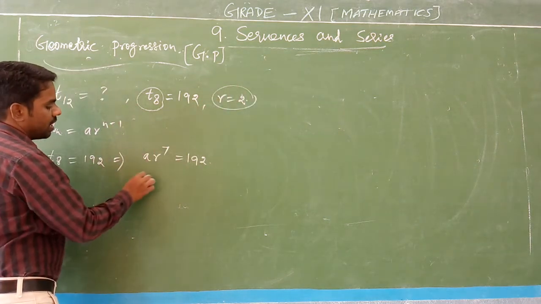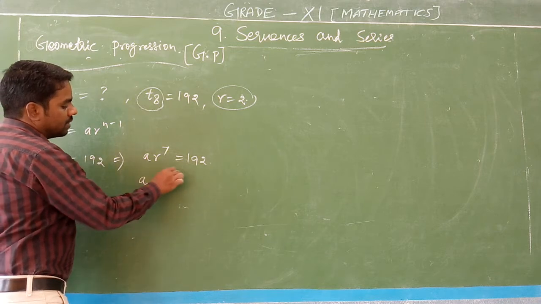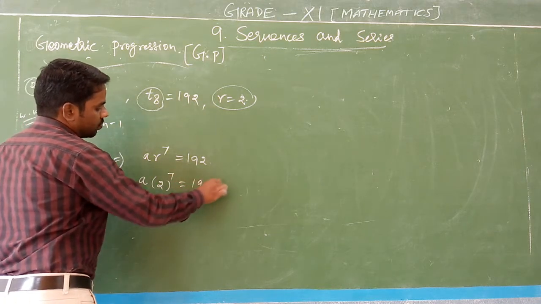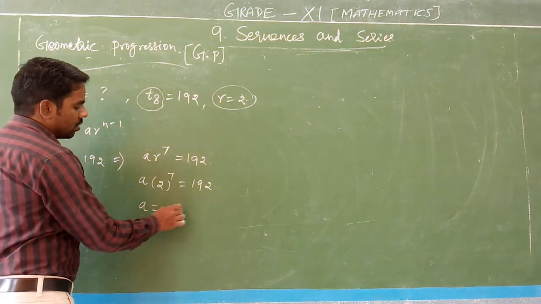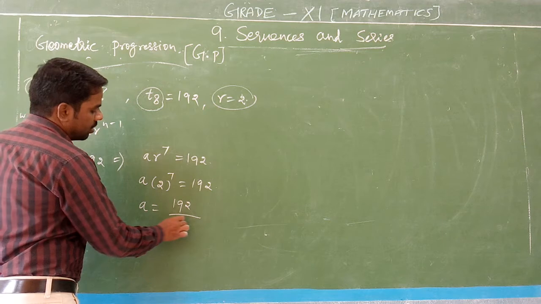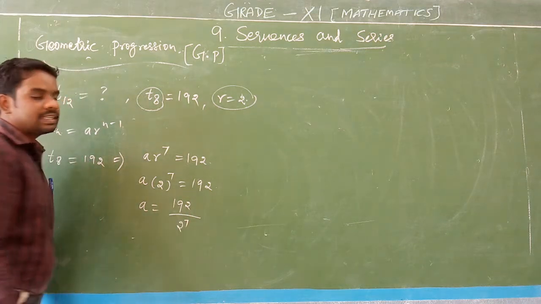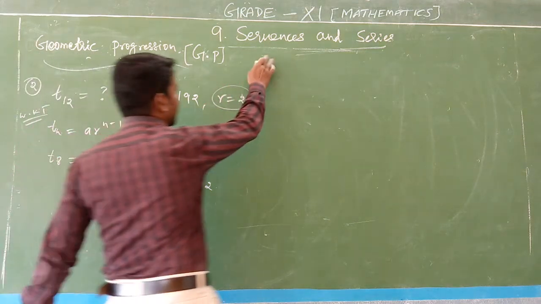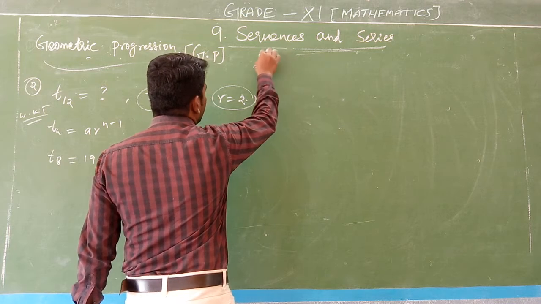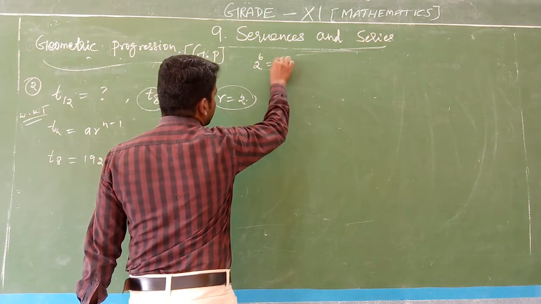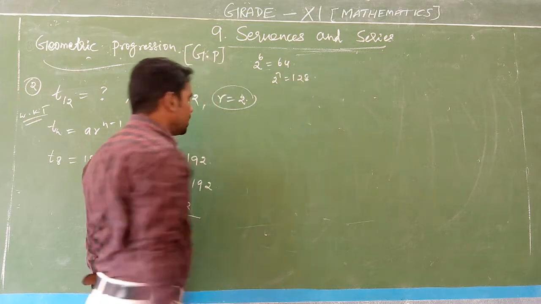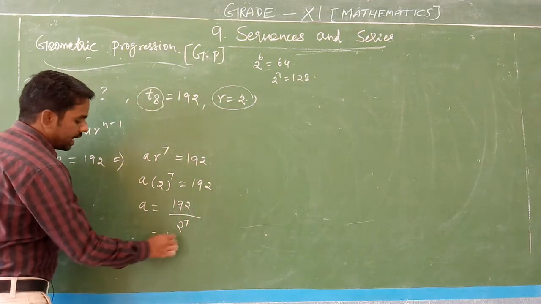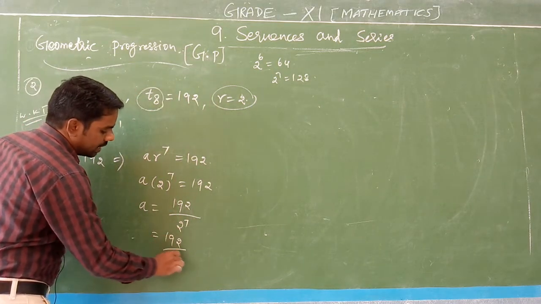We know the r value, so substitute it. So a into 2 power 7 equals 192. So a is equal to 192 divided by 2 power 7. 2 power 6 is 64, so 2 power 7 is 128. So 192 divided by 128.